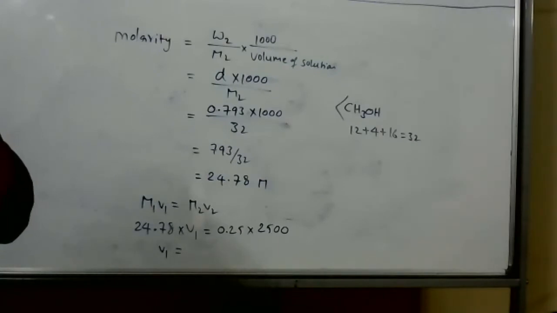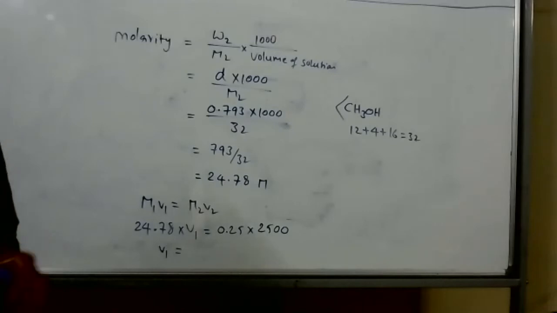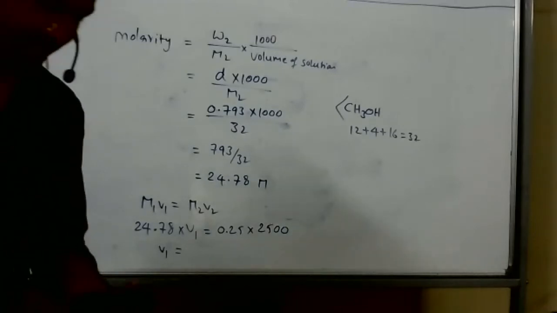So we should use the parts per million formula, sir. Yes, very good. We have to use parts per million. So first of all, we have to convert that into percentage by mass.